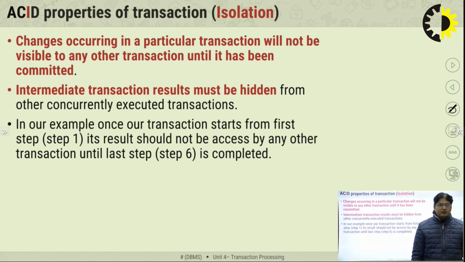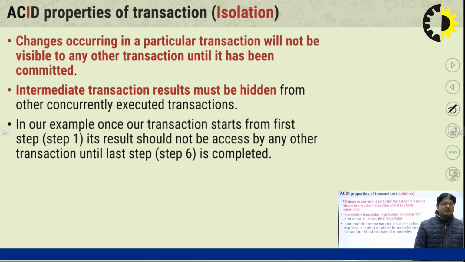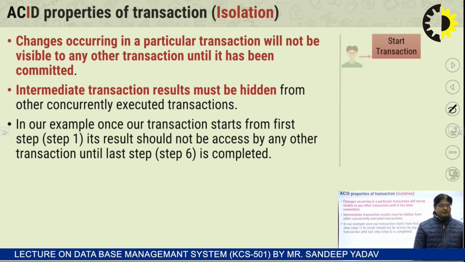This property is more important in case of concurrent execution, whereby several transitions are executing simultaneously, whereas in case of serial transition it is automatically maintained, we don't have to make any extra effort. But in case of parallel transitions, we have to use concurrency control techniques to maintain the property of serializability.